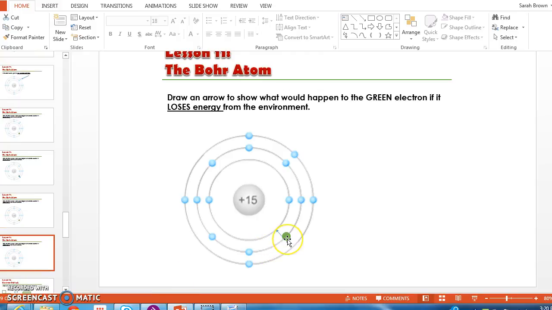So if this electron loses energy, it's going to move closer to the nucleus. So it's going to move down in an orbital.